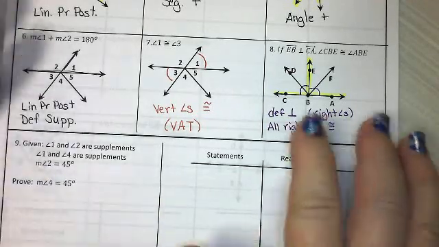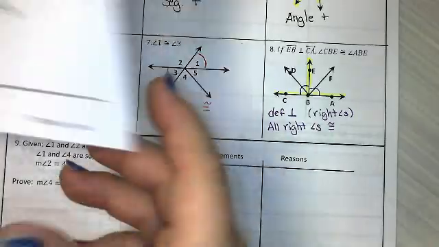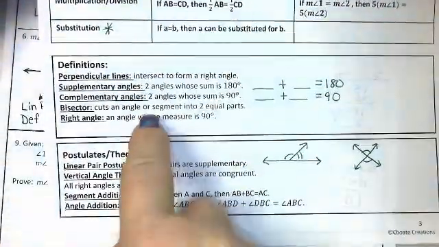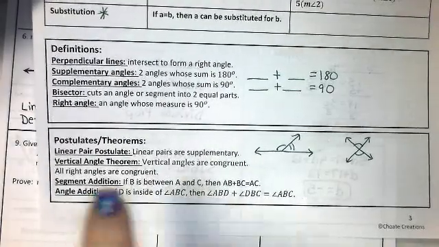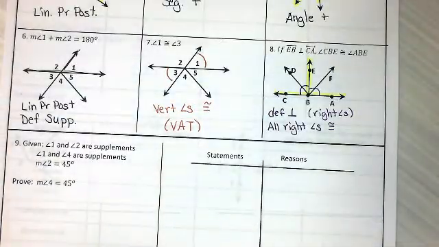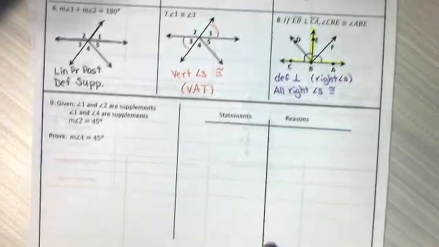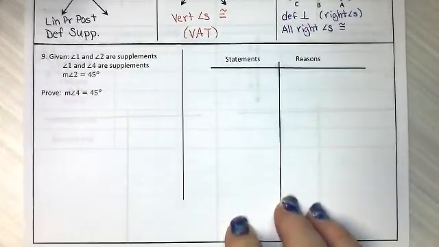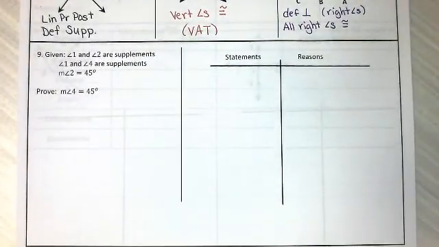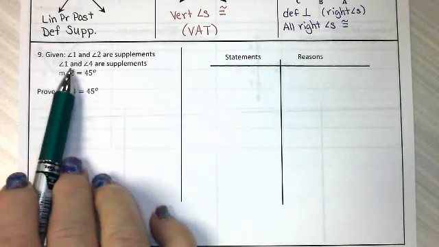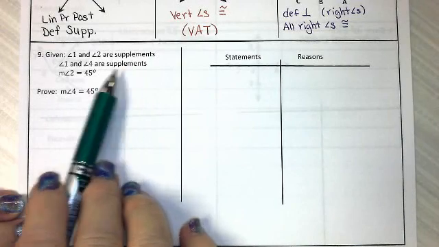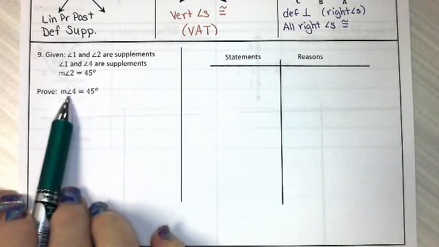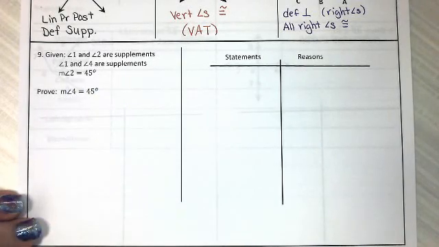So I really want you to think, when you see a picture, what rule, property, definition, or theorem matches that picture, because you're going to have to explain why you're doing what you're doing. So here's an example, a big example of your first geometry proof. It says here that angle 1 and angle 2 are supplements. Angle 1 and angle 4 are supplements. The measure of angle 2 is 45. Prove that angle 4 is 45.